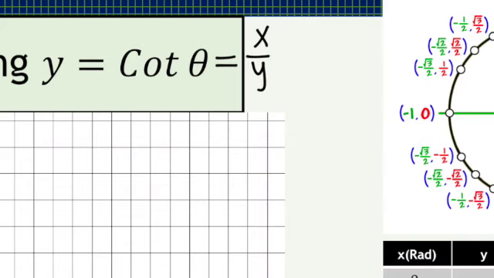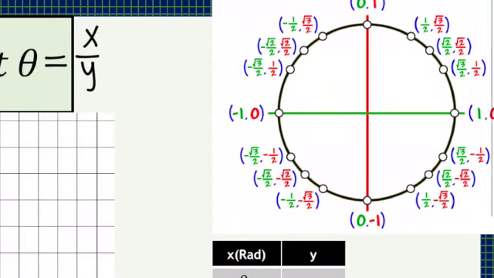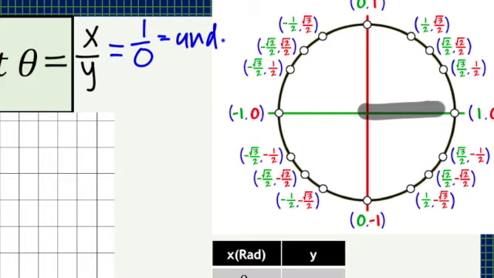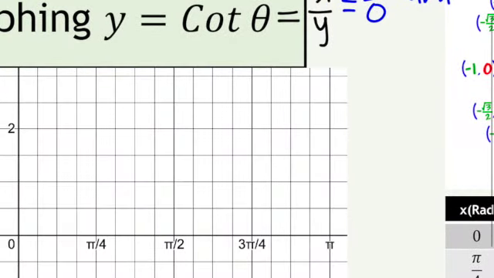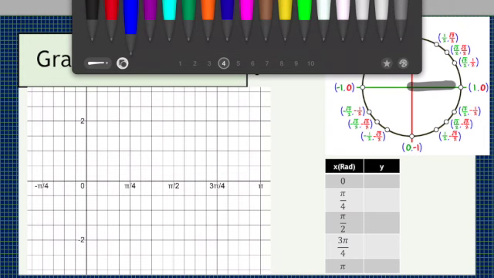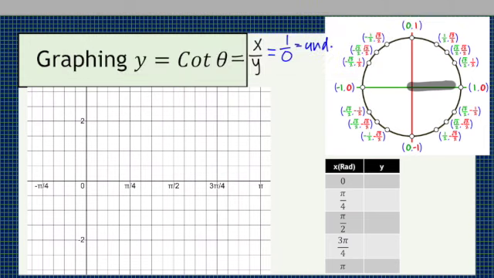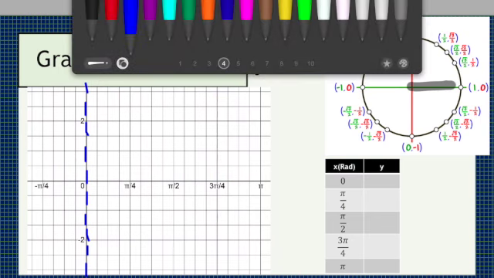So let's start at each of our angles, right? Let's start off at 0, and let's go ahead and calculate that. We know our x value is 1 divided by 0. We get undefined right off the bat. All right, so right at 0, we've got our undefined value. So at 0, we're going to put our asymptote right at 0. Okay, so done there. Let's go ahead and look at the next one.